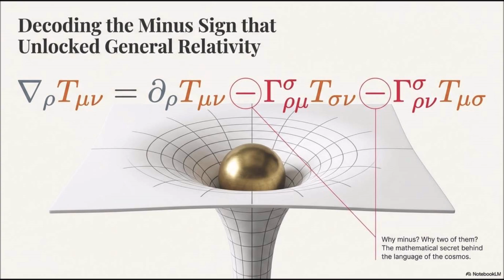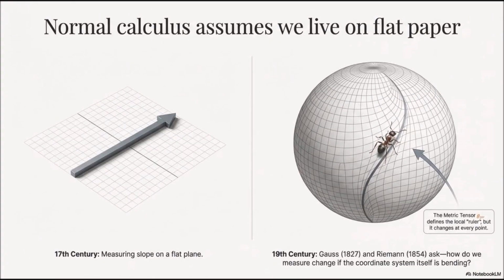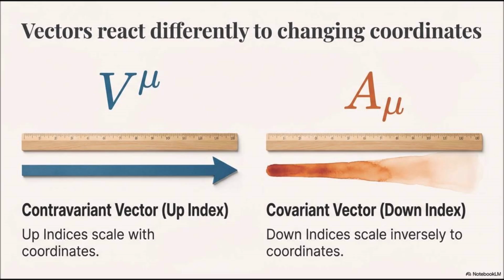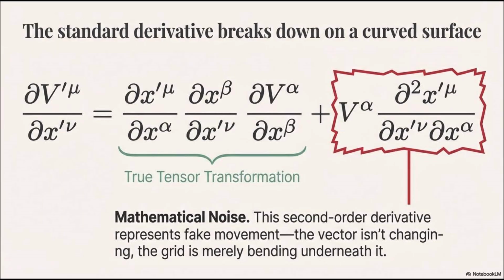The ordinary derivative ∂_ν v^μ, the partial derivative with respect to x^ν of v with upper index μ. Okay, so that's just how much the vector v changes as I move in the new direction. Simple enough. But to test if this is a valid tensor, we have to see what happens when we change our coordinate system from the old grid x to a new grid x prime. To do that, the text applies the chain rule.